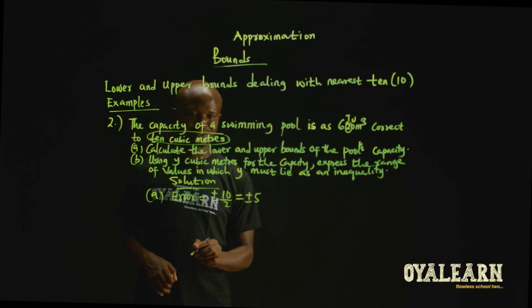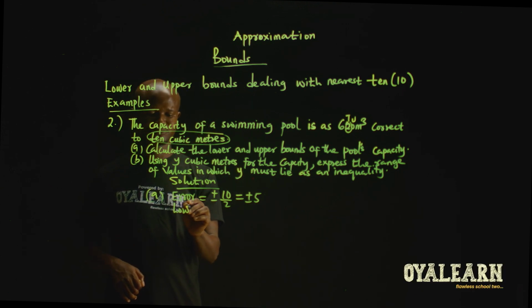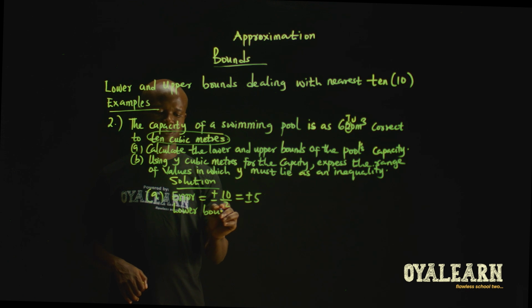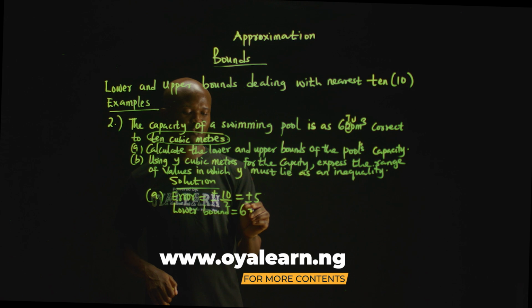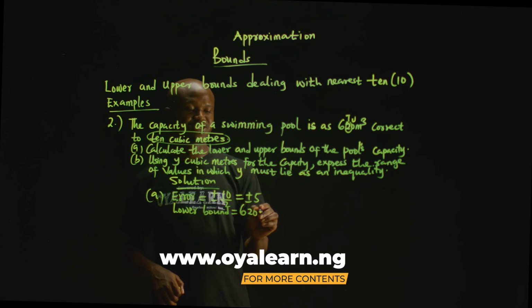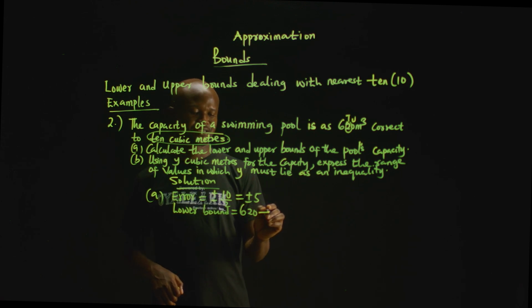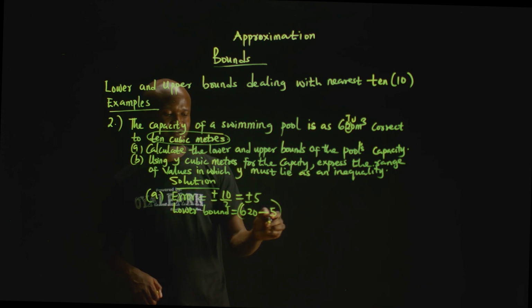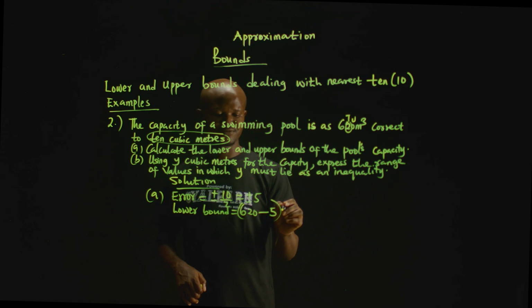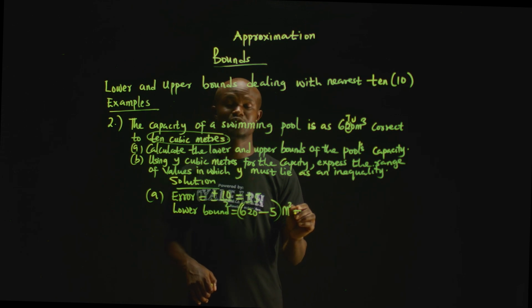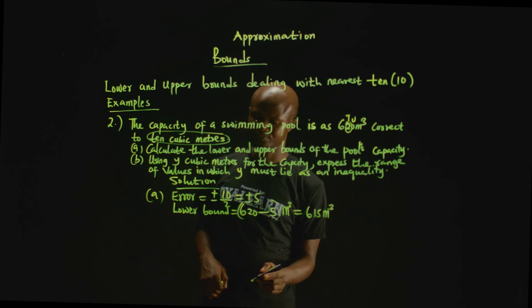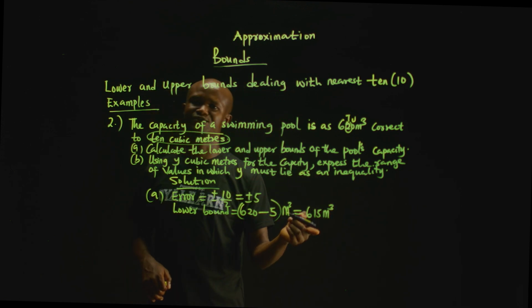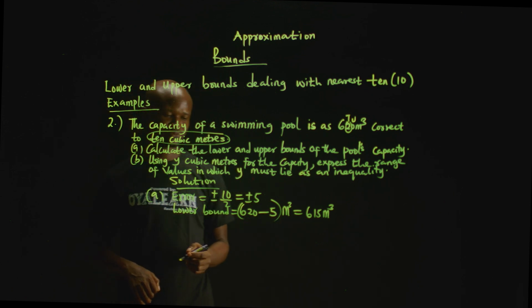Now we look for the lower bound. The original number we have is 620, so this is going to be 620 minus 5, then meter cube. This will give us 615 meter cube. So this represents the lower bound for the actual value.